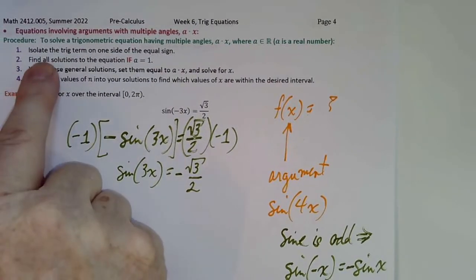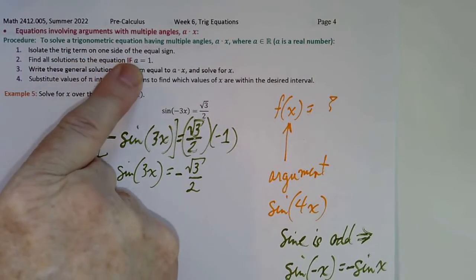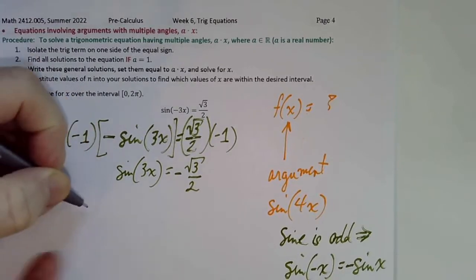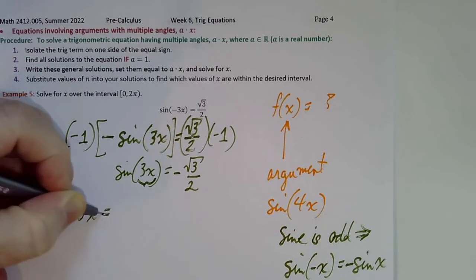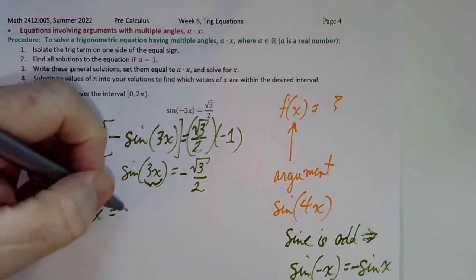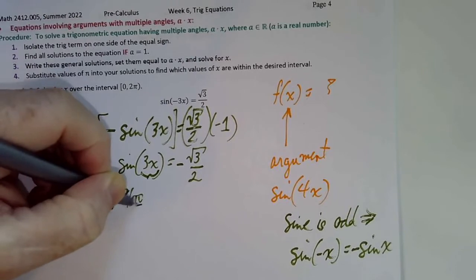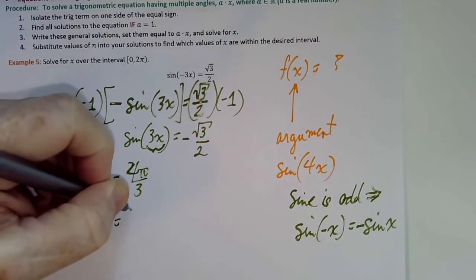Okay, so we've done the first step. Find all solutions assuming that a is 1. Well, let's see. Sine of x is equal to negative square root of 3 over 2. So let's just look at this. 3x would be 4 pi over 3, and 3x is 5 pi over 3.